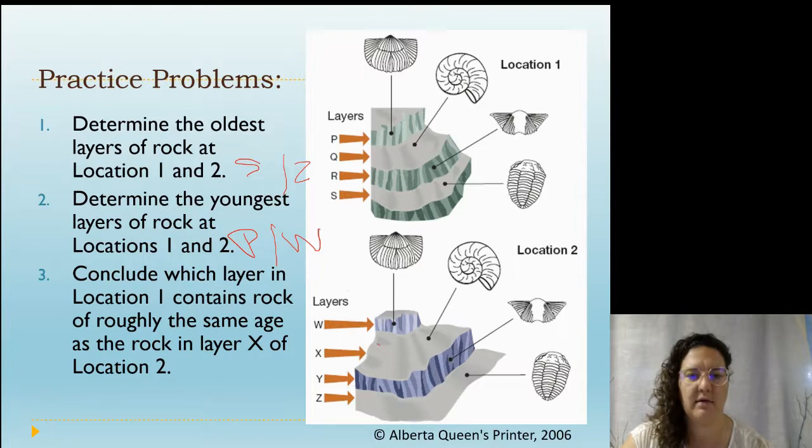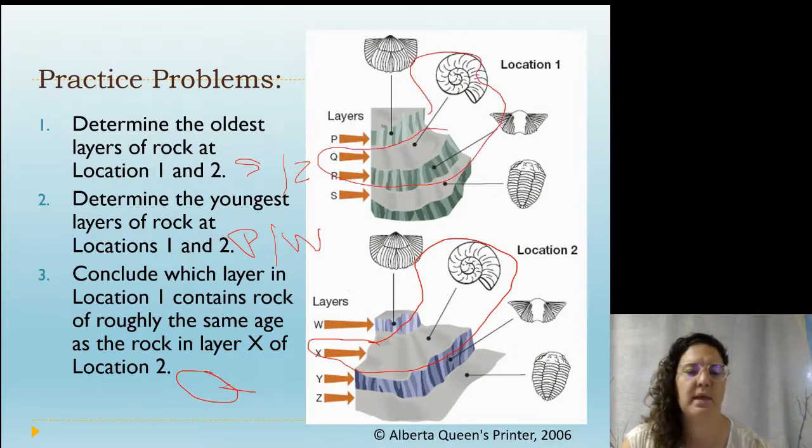Now we're going to conclude which layer in location 1 contains a rock of the same age as layer X of location 2. Layer X contains that shell fossil, and it's going to be roughly the same age as layer Q at location 1. So we can compare the relative age of those locations.